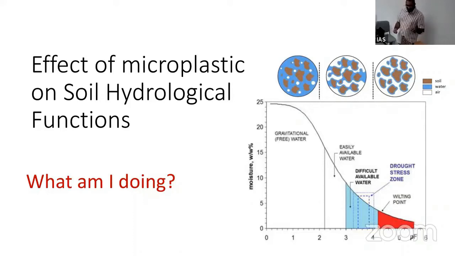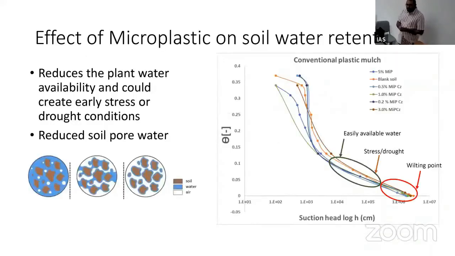I'm not going into details. We have conducted some preliminary experiments with different concentrations with the input of conventional microplastic. We milled the mulch into microplastic, put it into the soil with a known amount of water, and incubated it for 24 hours to make a homogeneous distribution of soil water pore.